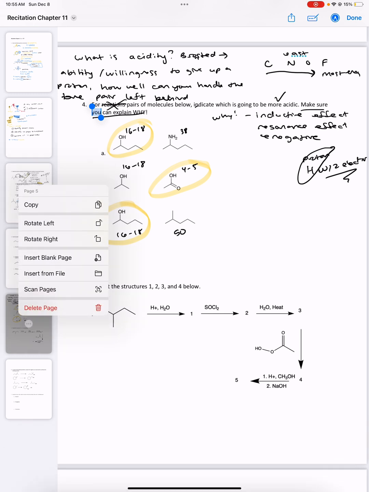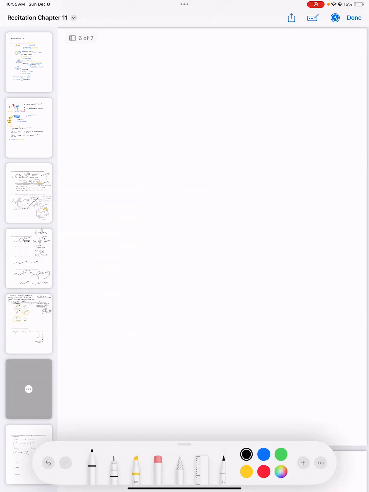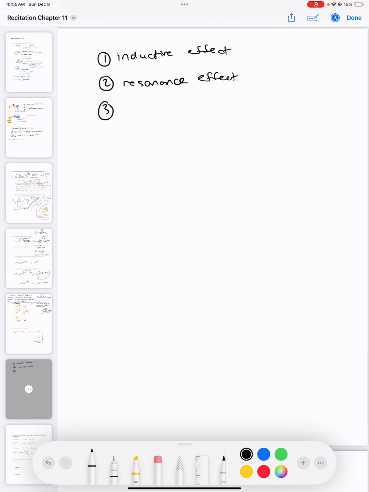So how well can you deal with the electrons left behind? There are three big things that I typically think about. One is the inductive effect, which can help spread the impact of the lone pairs left behind. Second is the resonance effect, which can also spread around, or delocalize. Both of these delocalize the electrons, or spread them out.